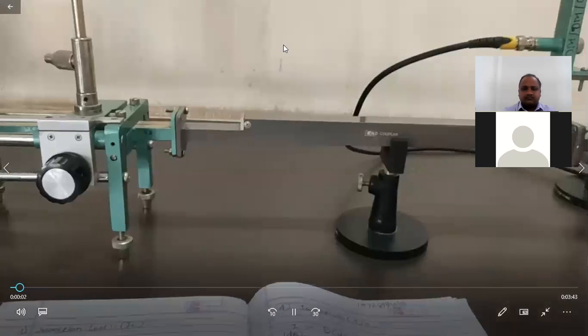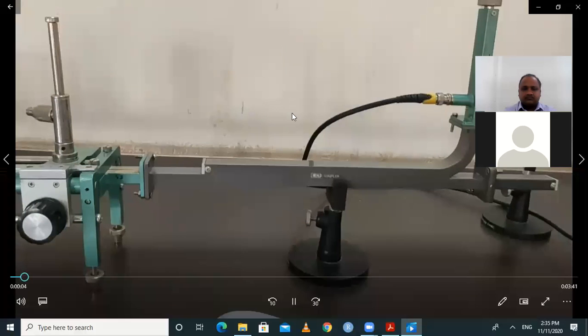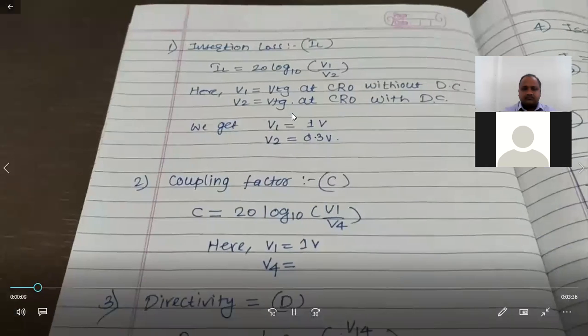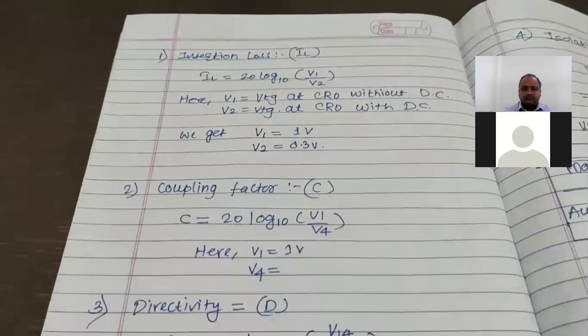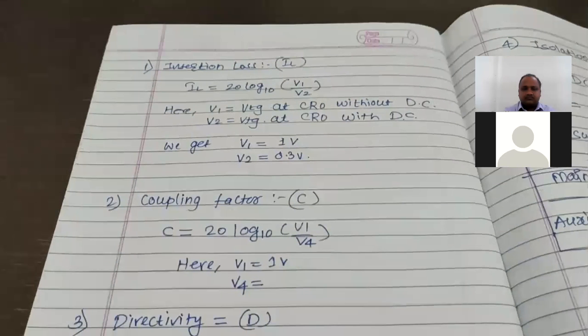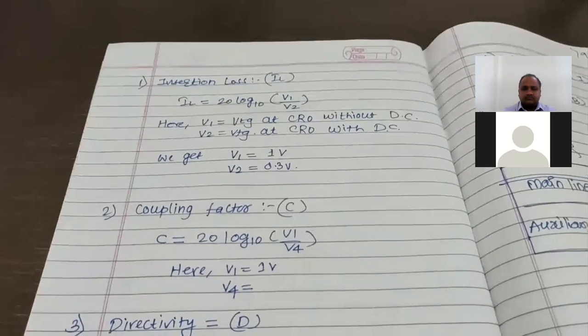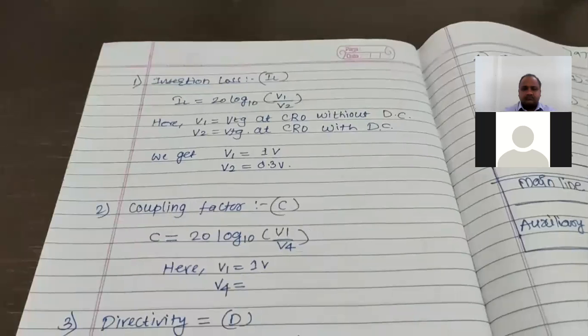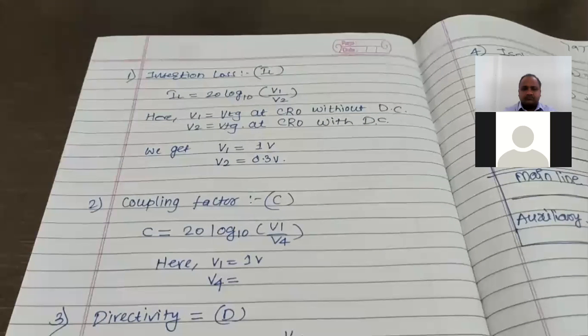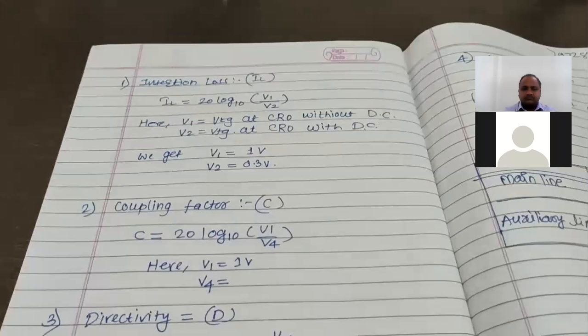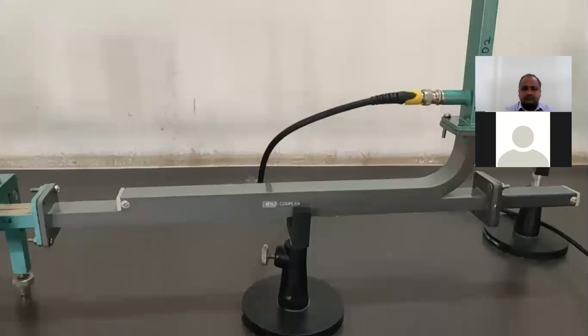Okay, so now as a second parameter we have to calculate the coupling factor, which has the formula C equal to 20 log to the base 10 of V1 upon V4. We already calculated V1, that is the voltage at the CRO without the directional coupler, or voltage at port number 1, and that is equal to 1 volt, but we want to find out V4.